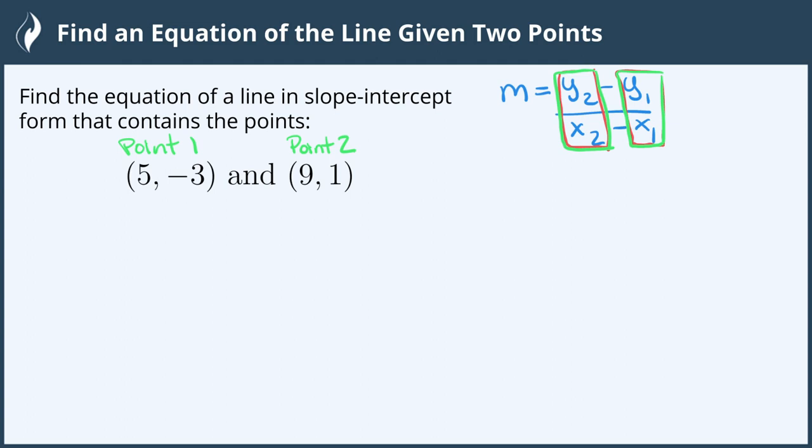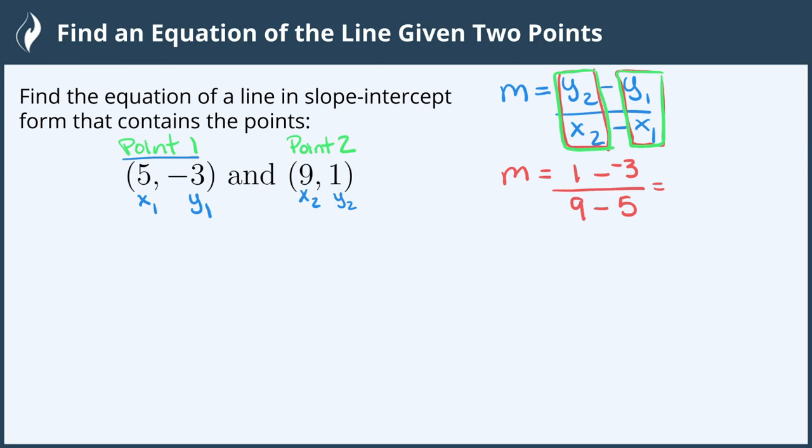So now I just need to put in what we have. Since I defined this one as point 2, this is x sub 2, y sub 2. And because I defined this one as point 1, this is x sub 1 and y sub 1. So now I just need to put those into our formula. So we have slope equals y sub 2 is 1, minus y sub 1 is -3, over x sub 2 is 9, and x sub 1 is 5.